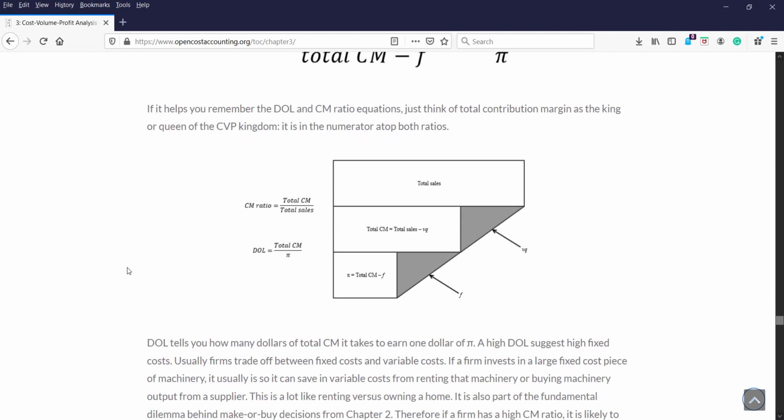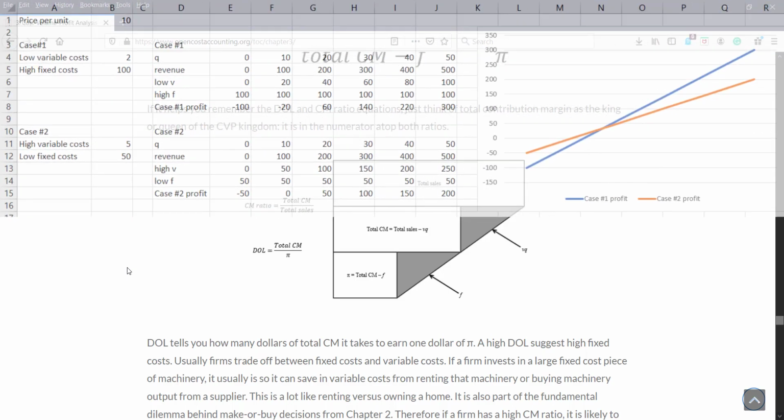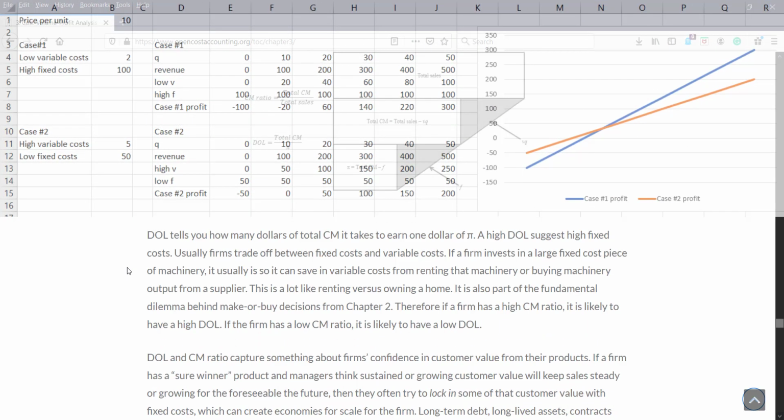Okay, so between the two of them, CM ratio and degree of operating leverage, it tells you what you need to know about the firm's cost structure. How much have they traded off variable costs versus fixed costs? Again, typically, a firm will make those trade-offs. What is normal for variable costs or fixed costs might vary from industry to industry, but within the industry, different firms are going to pursue different strategies, trading off fixed costs versus variable costs, in large part based on their anticipation of the future.